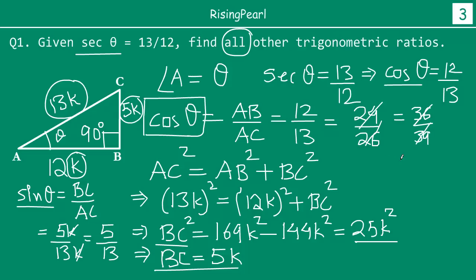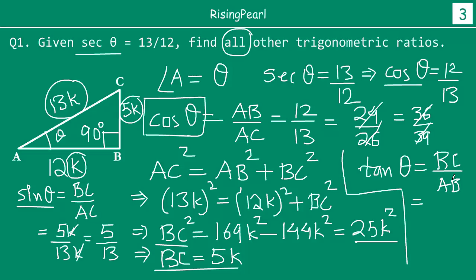Similarly, let's do the tan theta here. We are really running out of space here. So tan theta is equal to, if this is theta, tan theta will be BC by AB, or let us just create some separation for us here, or BC is 5k and AB is 12k.